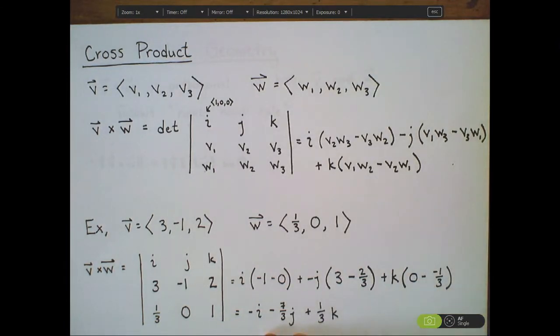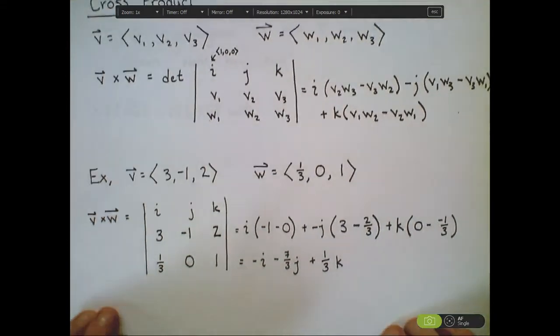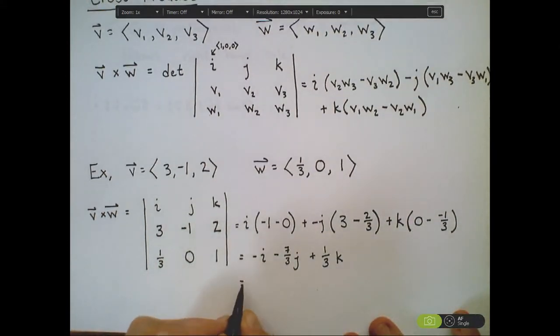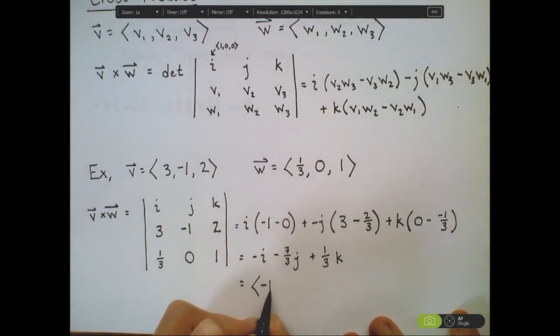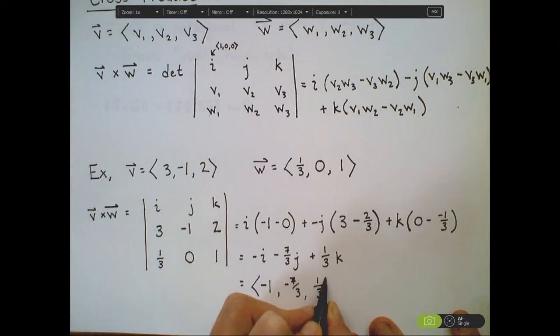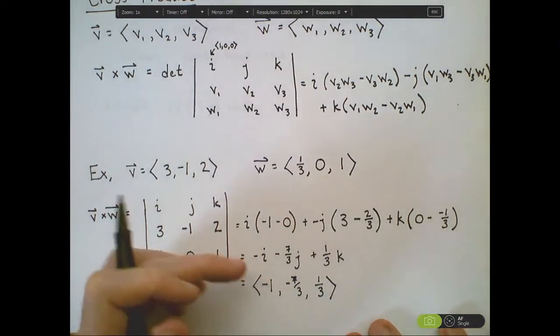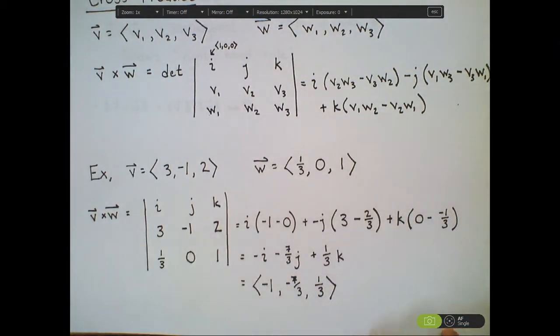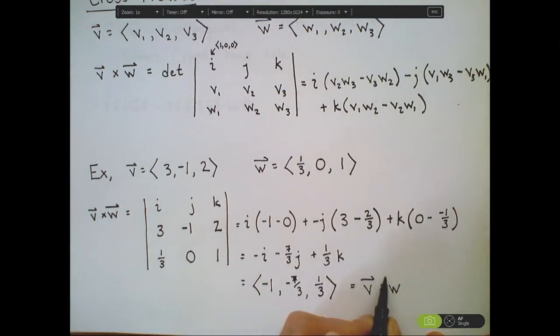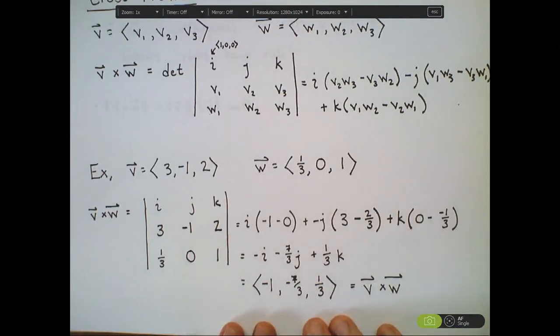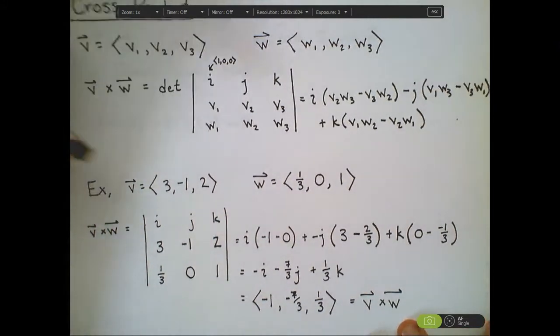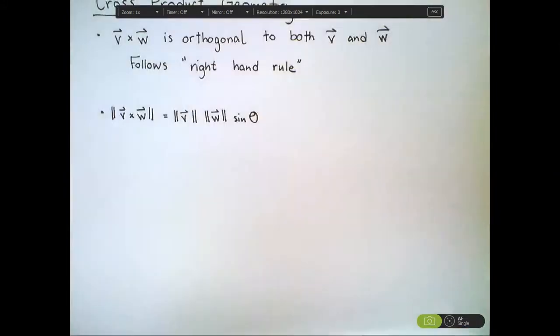So this is a vector written in its standard basis form. And if I wanted to, I could rewrite this as the vector negative 1, negative 7/3, 1/3. So this is two different notations for the exact same vector. So this is our new vector, v crossed with w. Why is this interesting? Why is this helpful? Why do we make this new vector? Let's talk about some properties of our vector.